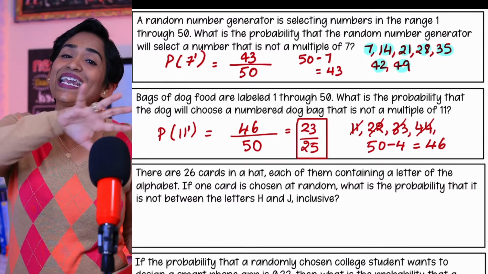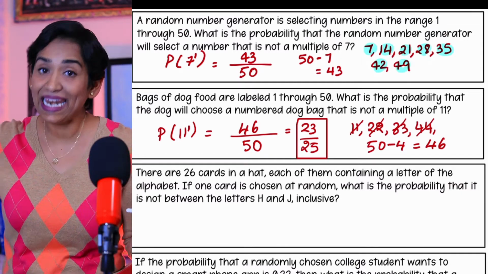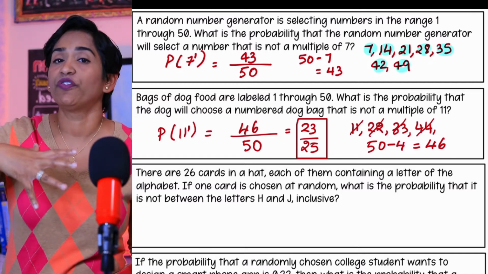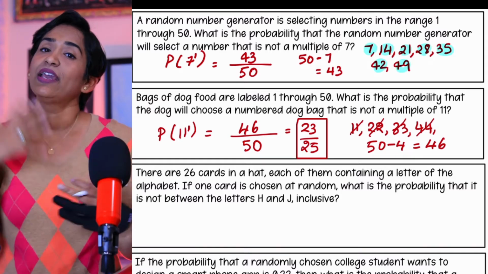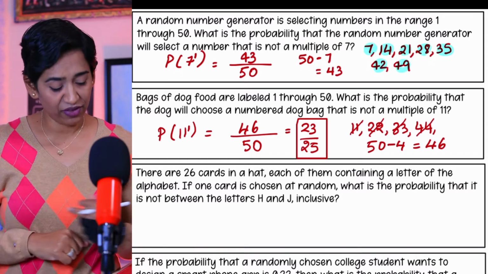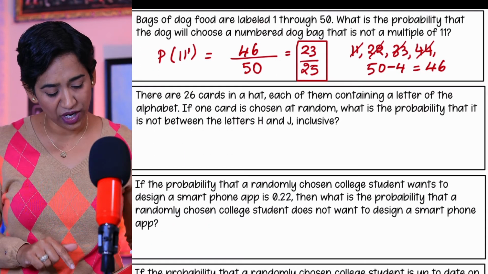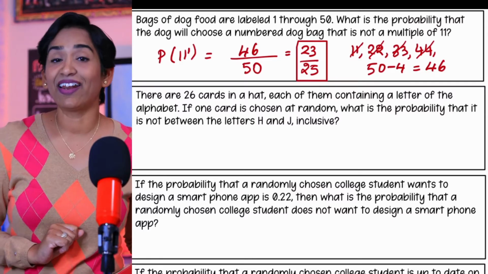So you're simply taking off all the multiples of 11 from 1 through 50, so you're left with 46 numbers. 46 over 50, you simplify to 23 over 25. All right, let's go ahead and look at the next one.